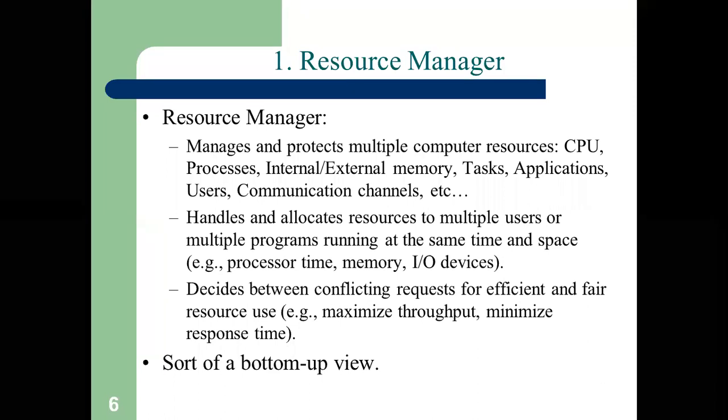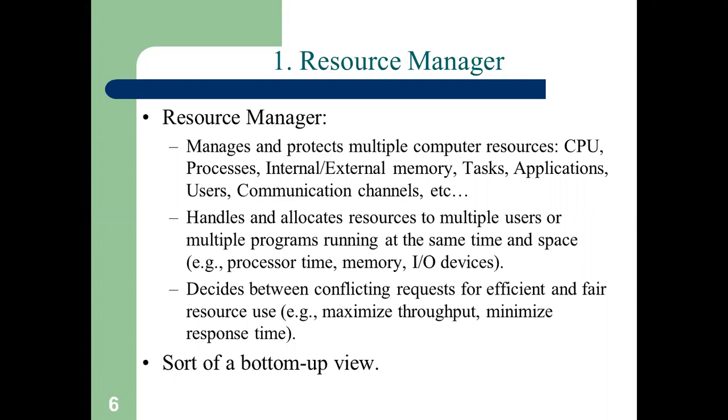The last one is that it decides between conflicting requests for efficient and fair resource use, maximizing throughput and minimizing response time. So the operating system also emphasizes maximizing throughput. You can also check yourself how busy the CPU is; it will give you the percentage of CPU busyness. It will also minimize the response time. Whenever we use various types of commands, we can check the response time, how much time is taken by a particular command.